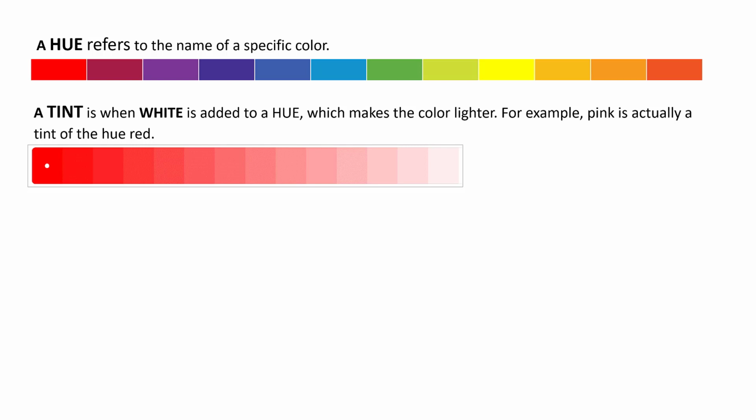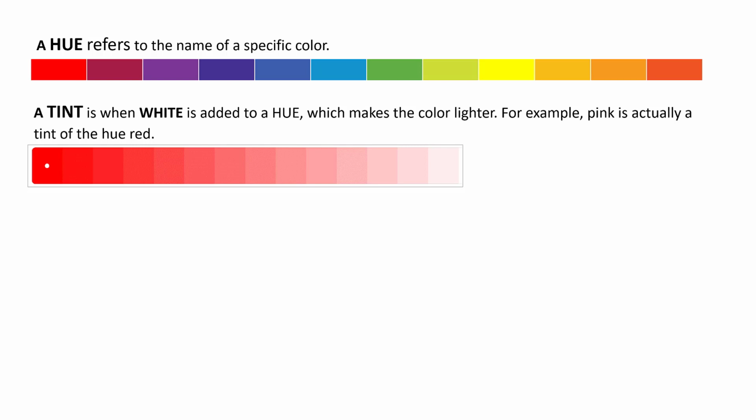And as they do that, it gets paler and paler. And what you can see is that pink is actually a tint of red. It's not a separate one of those 12 colors on that color wheel because it's actually a tint of one of the primary colors. So a tint is lighter. So all those shades of pink are tints of the hue red. Hopefully that makes sense to you.